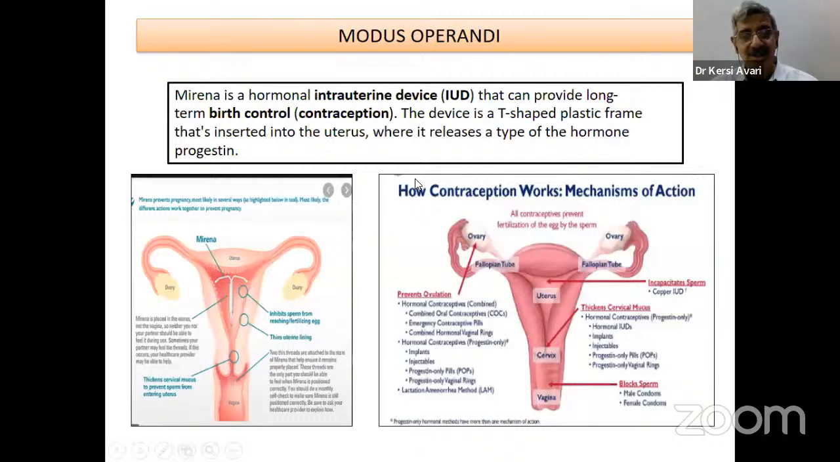Now this is how the copper T or Mirena is a very common name. Hormonal intrauterine device provides a long-lasting birth control, a T-shaped plastic frame which releases a type of hormone, progesterone. It keeps on releasing from inside. So very carefully it is transferred. It is placed inside very atraumatically into the uterus. Correct? So the hormone which is there, releasing of that hormone, micro release, will not allow pregnancy to take place at all.